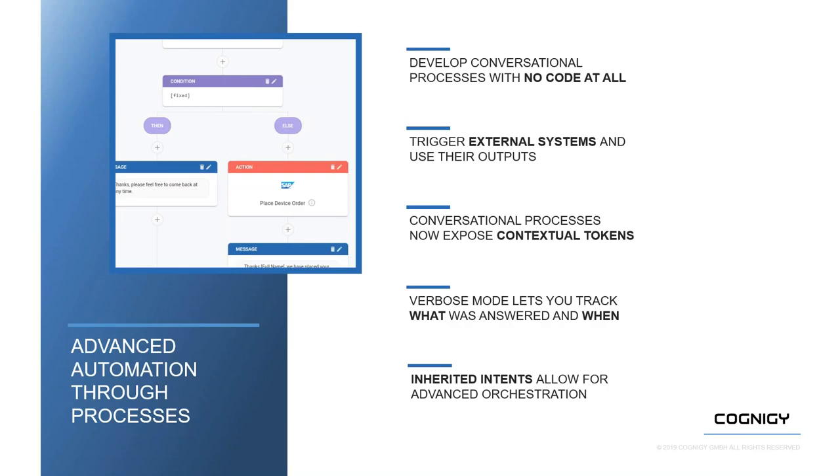Now, the nice thing in Cognigy is that whilst you're in a process, you could say something that actually takes you to another process. We can check if we want to go to that other process. And after we are done with that second process, we might want to jump back into the first process and continue on from where we left off. And that's what our advanced orchestration allows you to do. And we're using inherited intents to do so.